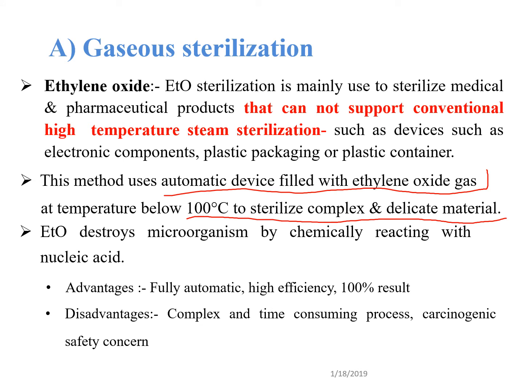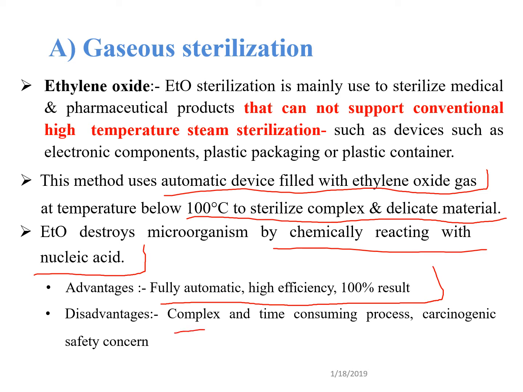Now ETO destroys microorganisms by chemically reacting with the DNA or nucleic acids. The advantage of using this is that the equipment is fully automatic. It has high efficiency and gives a 100% result. While the disadvantage is that it is a complex and time consuming process. Generally the gas is carcinogenic, so it creates a safety concern for human use.